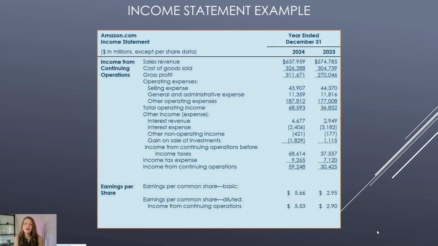All right, so let's first look at the income statement. This is an example. I took this from Amazon.com. This was their end of year for 2024, and that's compared to 2023. And you can pull this information. It's public because they are a public company.